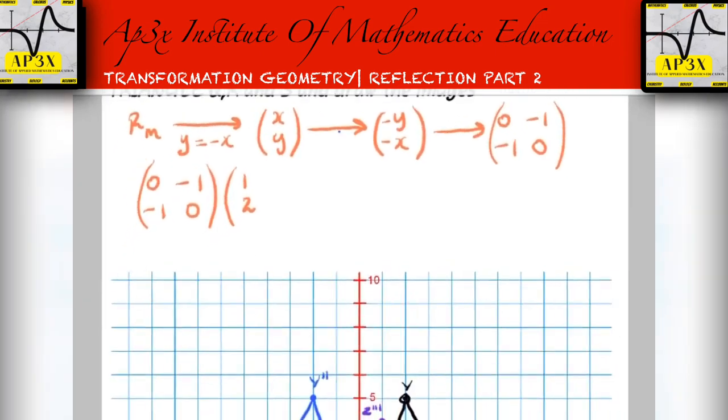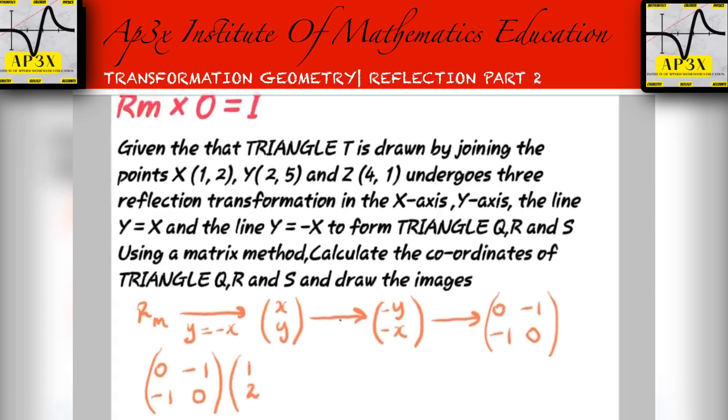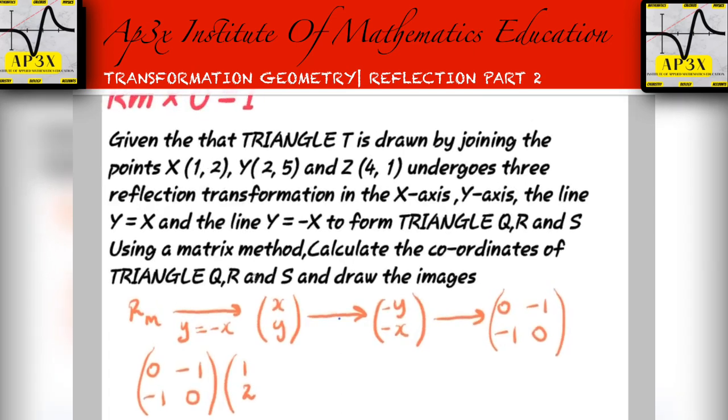So I think it was (1, 2). Yes, it was in fact (1, 2). Let's have a look at it up here, (1, 2), and then we have (2, 5), and we have (4, 1). Okay, and so of course, after going through the whole row and column, you're going to find that the points are going to in fact flip.